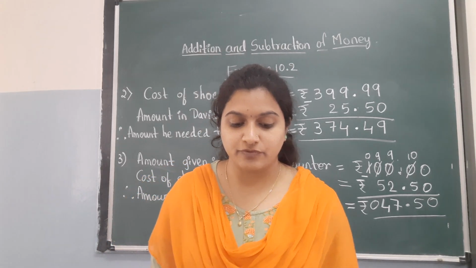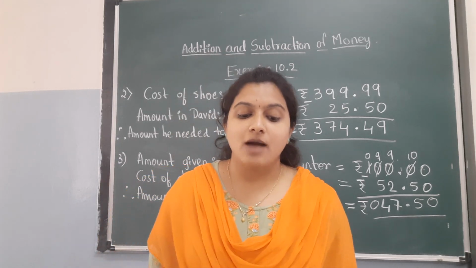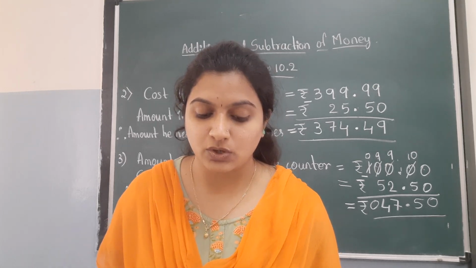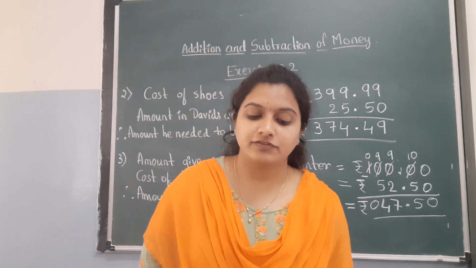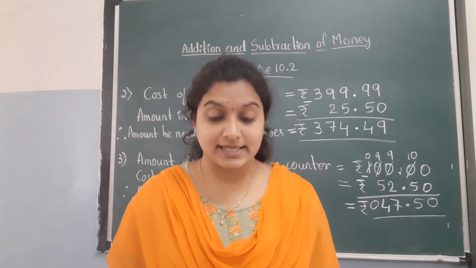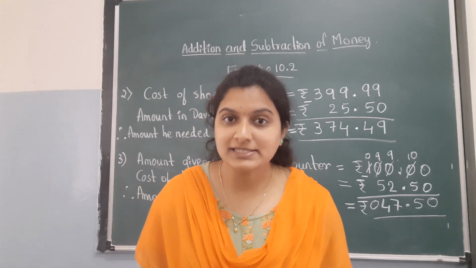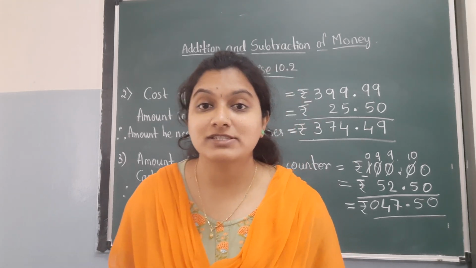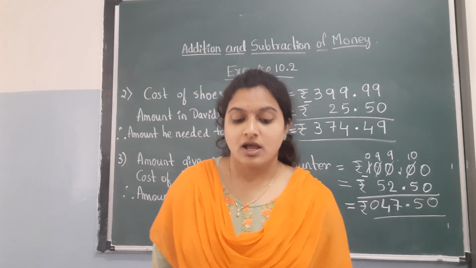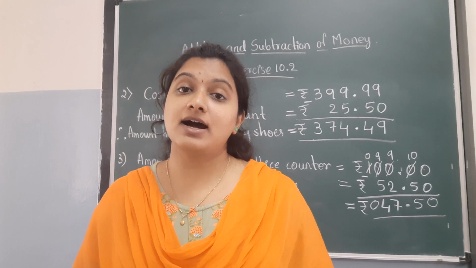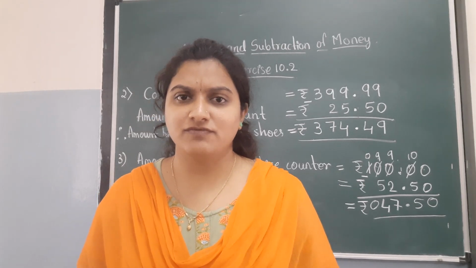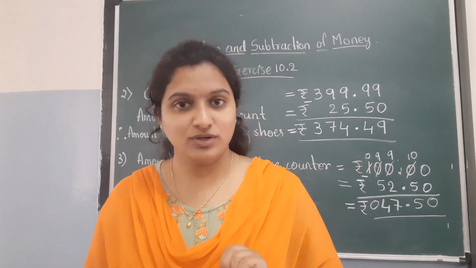The question is there. So first, what to write? Amount with Soumya is equal to 52 rupees 50 paise. Next, cost of vegetables is equal to 23 rupees 50 paise. You have to subtract these two numbers, children. So therefore what to write? Amount left with her is equal to the answer you will get when you subtract those two numbers.